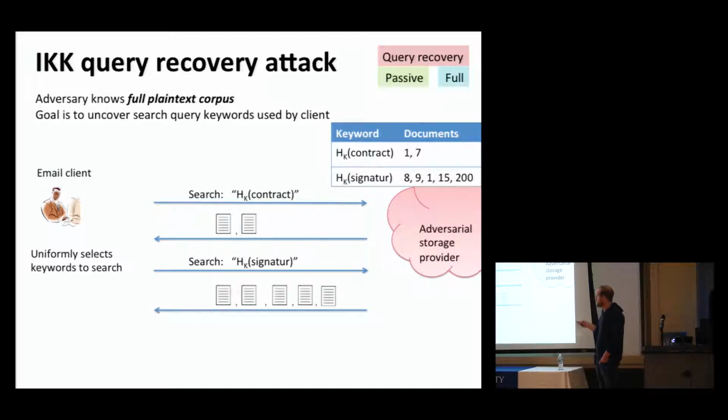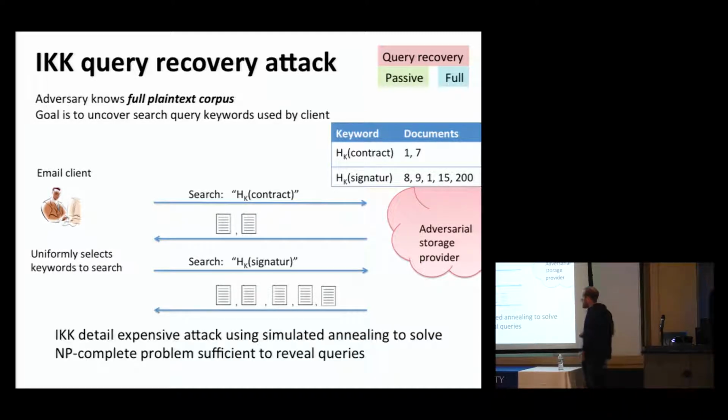So you get a sequence of queries on various keywords. We can just assume, as they do, keywords are uniformly selected from the set of all keywords. And you get back the documents, et cetera. The adversary's goal is to figure out which keywords are being queried when. So they detail this very computationally expensive attack that uses simulated annealing to solve this NP-complete problem that ends up being sufficient to reveal queries.